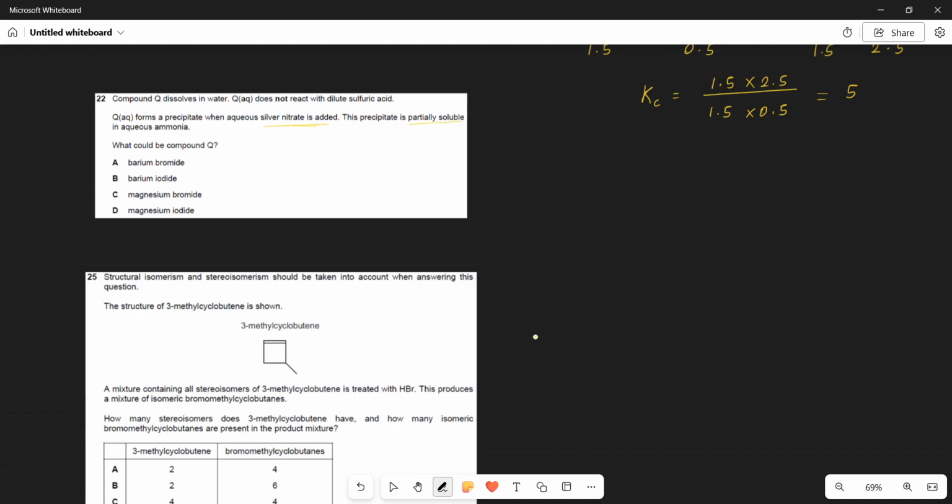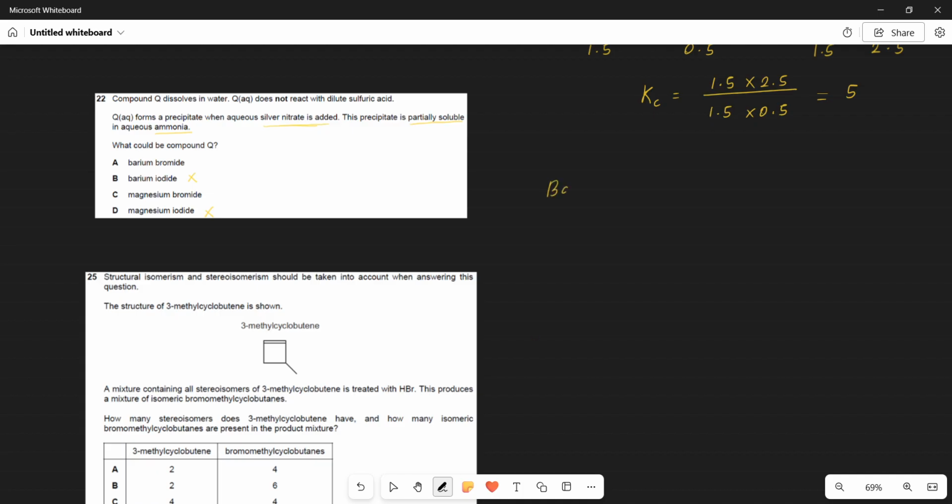Basically silver halides are partially soluble in ammonia. So I can eliminate iodide out of this choice. So B or D may not be the right choice, because only chloride precipitate AgCl dissolves in aqueous ammonia, AgBr dissolves partially in aqueous ammonia, silver iodide doesn't dissolve in aqueous ammonia. So now it is either barium bromide or magnesium bromide. Now I need to worry about which one will not react with dilute sulfuric acid.